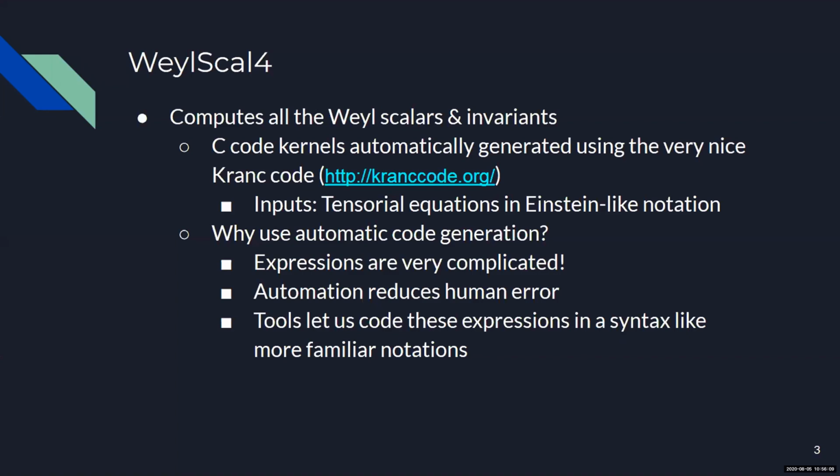So why would we want to use automatic code generation? Why not just write the codes ourselves? Well, as I mentioned before, the expressions are very complicated, and doing this by hand would be impractically complicated. So we automate as much as we can in order to reduce the human error in transcribing these. Tools like Kranc and NRPy allow us to write these expressions using a syntax that's much more familiar to how we actually write these equations out in papers.